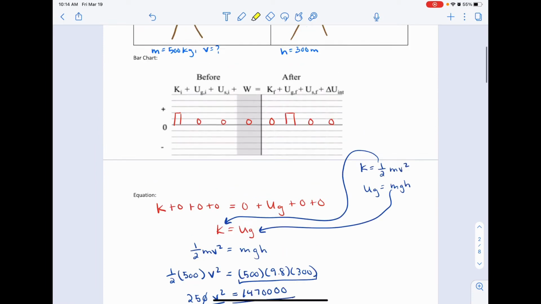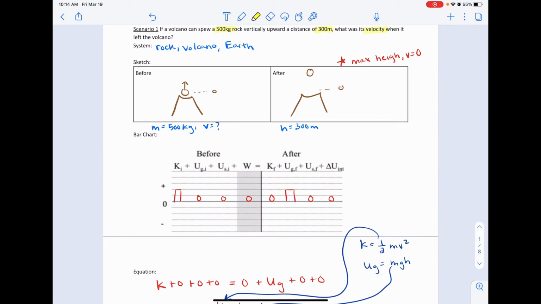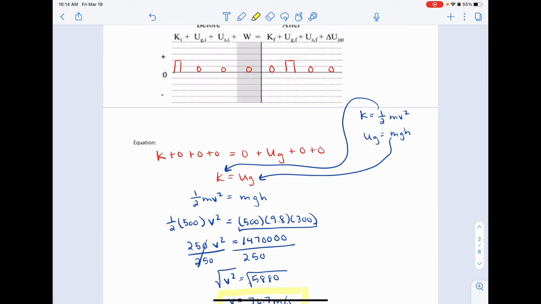So this is the process we went through. We did our sketch for before and after. We identified our system. We wrote down the numbers we were given. And then we went through before and after all the types of energy and figured out what kind of energy it had before, what kind of energy it had after. Then we made an equation based on that, plugged in our numbers, and solved.